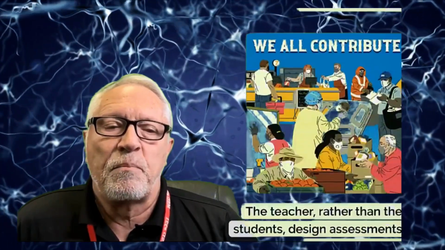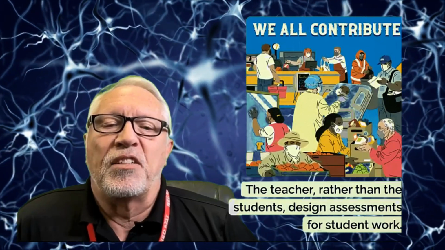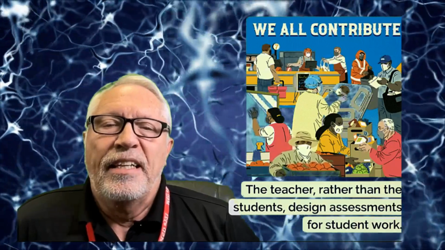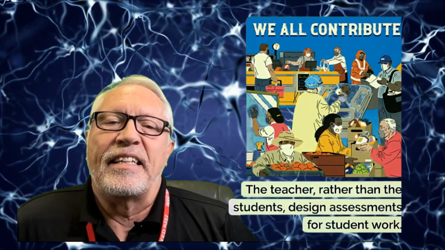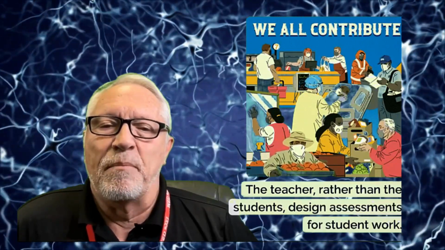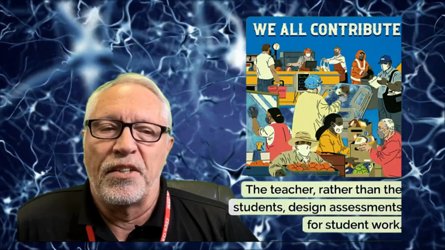Plans are made to include significant levels of student choice, but there is a difference between this and the distinguished level, where even higher levels of student choice are included. The teacher, rather than the students, designs assessment for the student work. The teacher does the heavy lifting at proficient, and at the distinguished level, the students do the heavy lifting. So that's the major difference that is looked for in your evaluation.